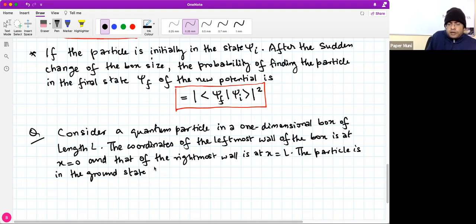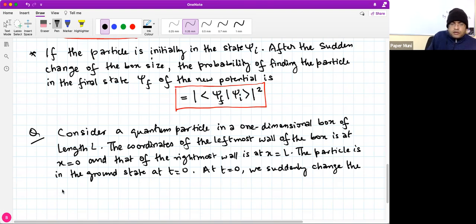Now at t equal to 0, suddenly we change the length of the box to 3L by moving the right wall.